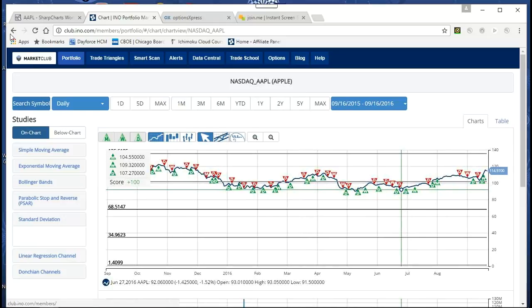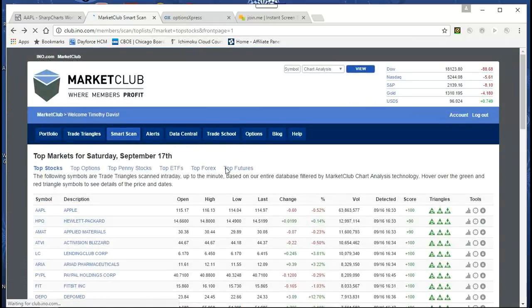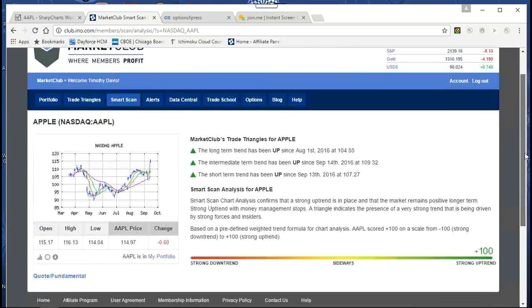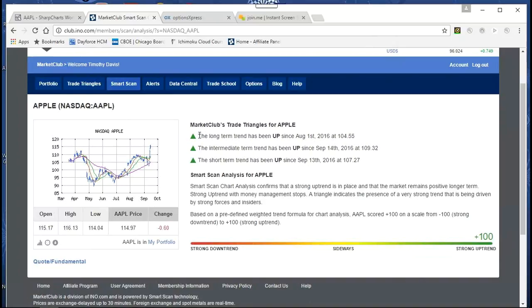And if you go back to where we were before, if you click on the next little circle, it's like a little circle graph. Click on that, and you get a little synopsis of what's going on with Apple, and it tells you that the long-term trend, which is a monthly trade triangle, has been up since August 1st. When they got that signal, it was at 104.55. Then the weekly triangle, the intermediate term trend, has been up since September the 14th. When they got that, it was at 109.32.